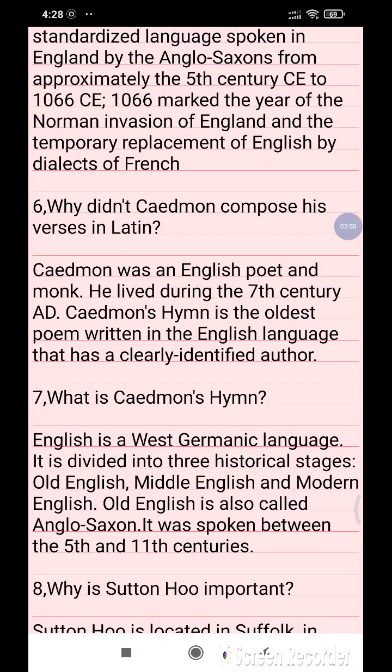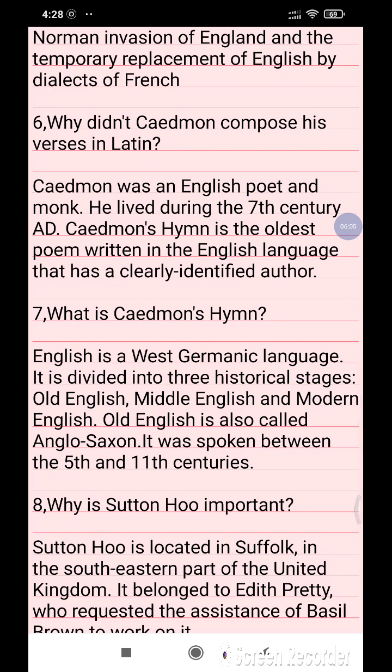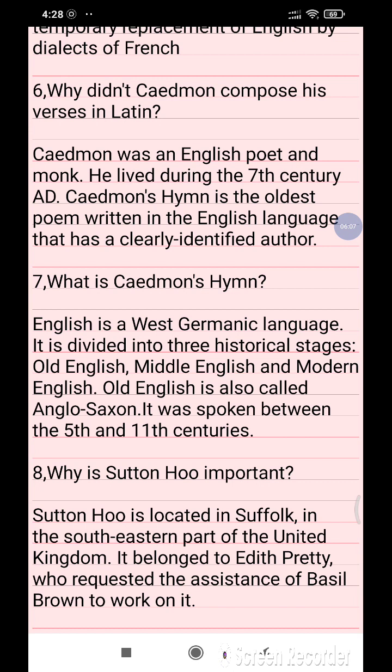Why did Caedmon compose his verses in Latin? Caedmon was an English poet and monk. He lived during the 7th century AD. Caedmon's Hymn is the oldest poem written in the English language that has a clearly identified author.